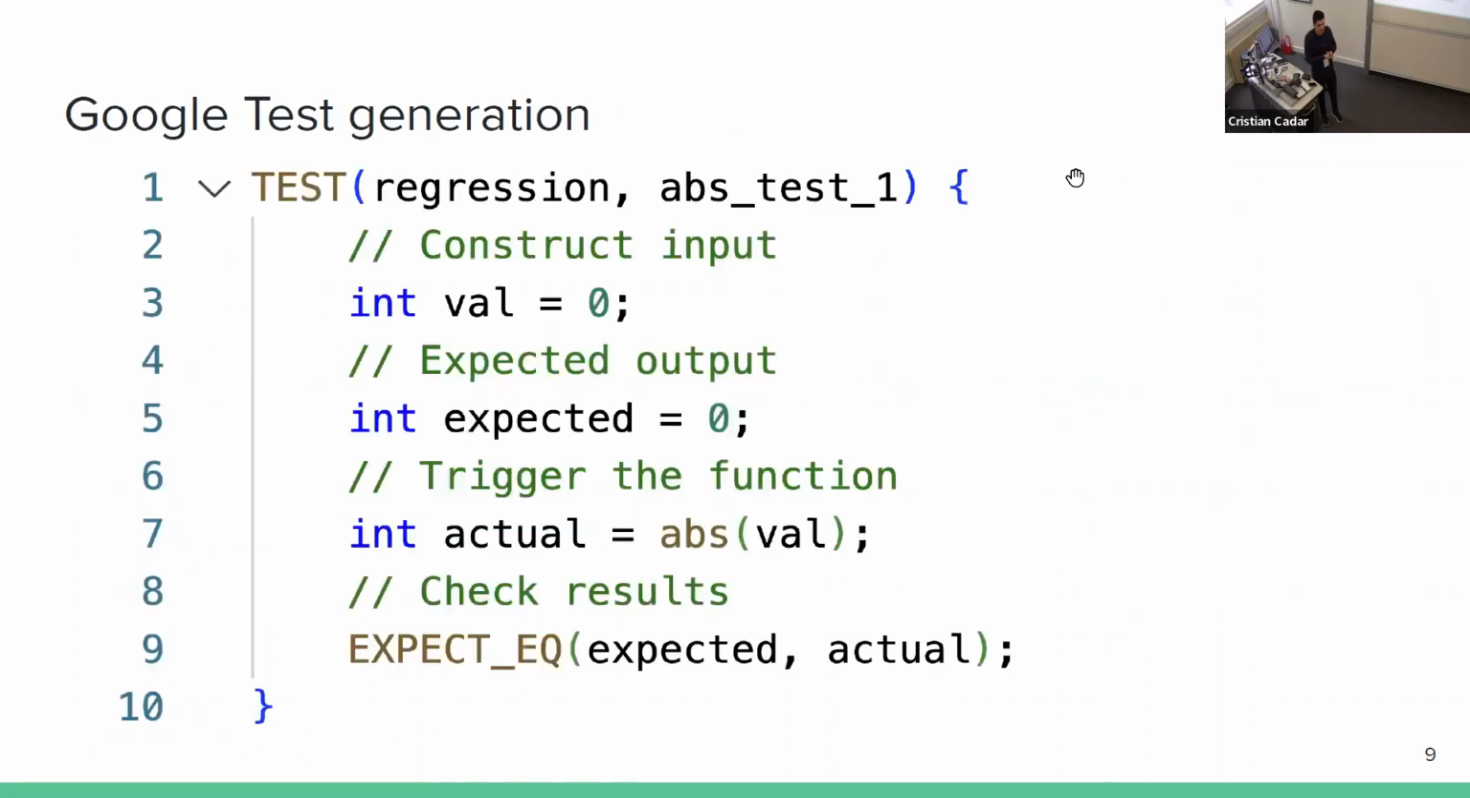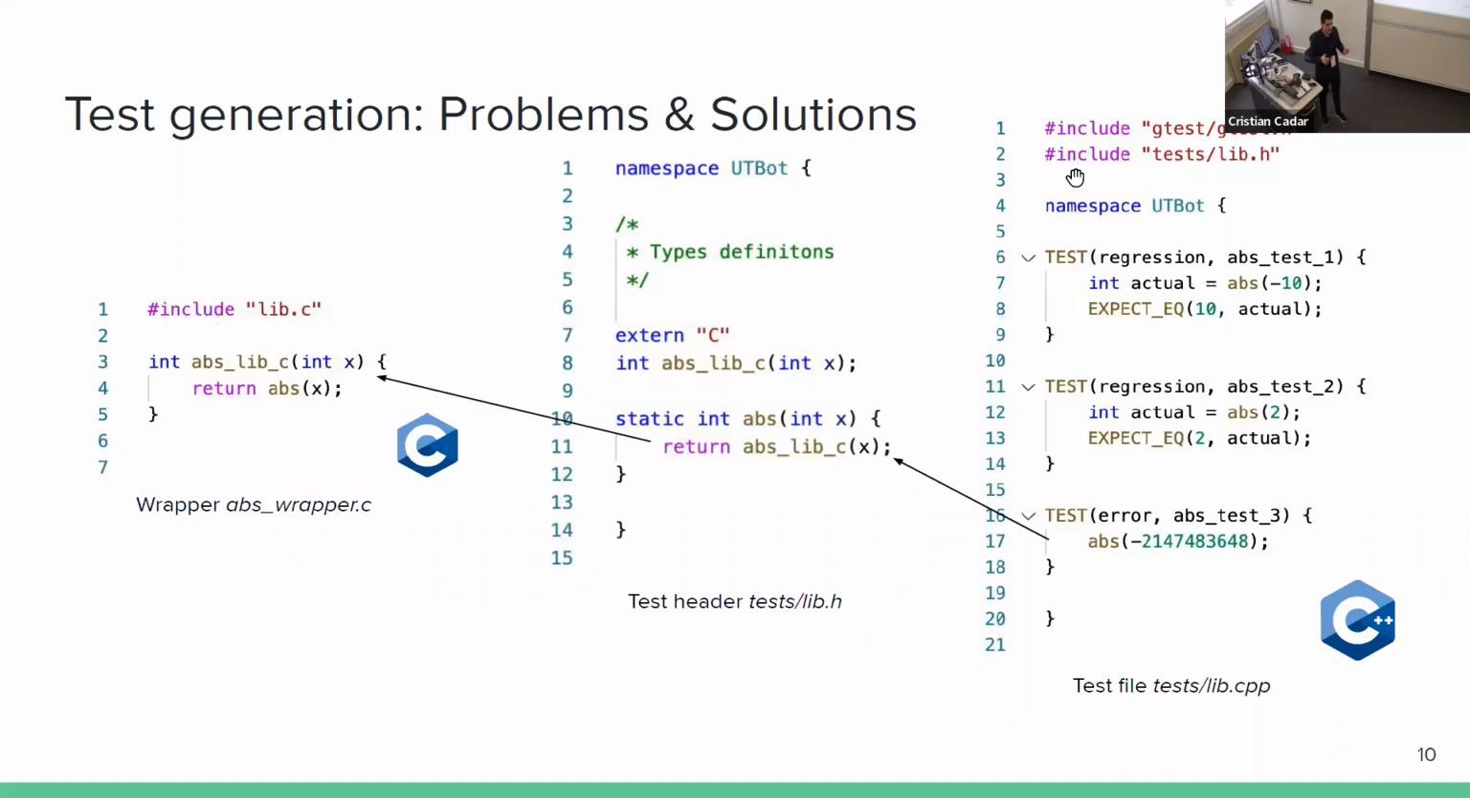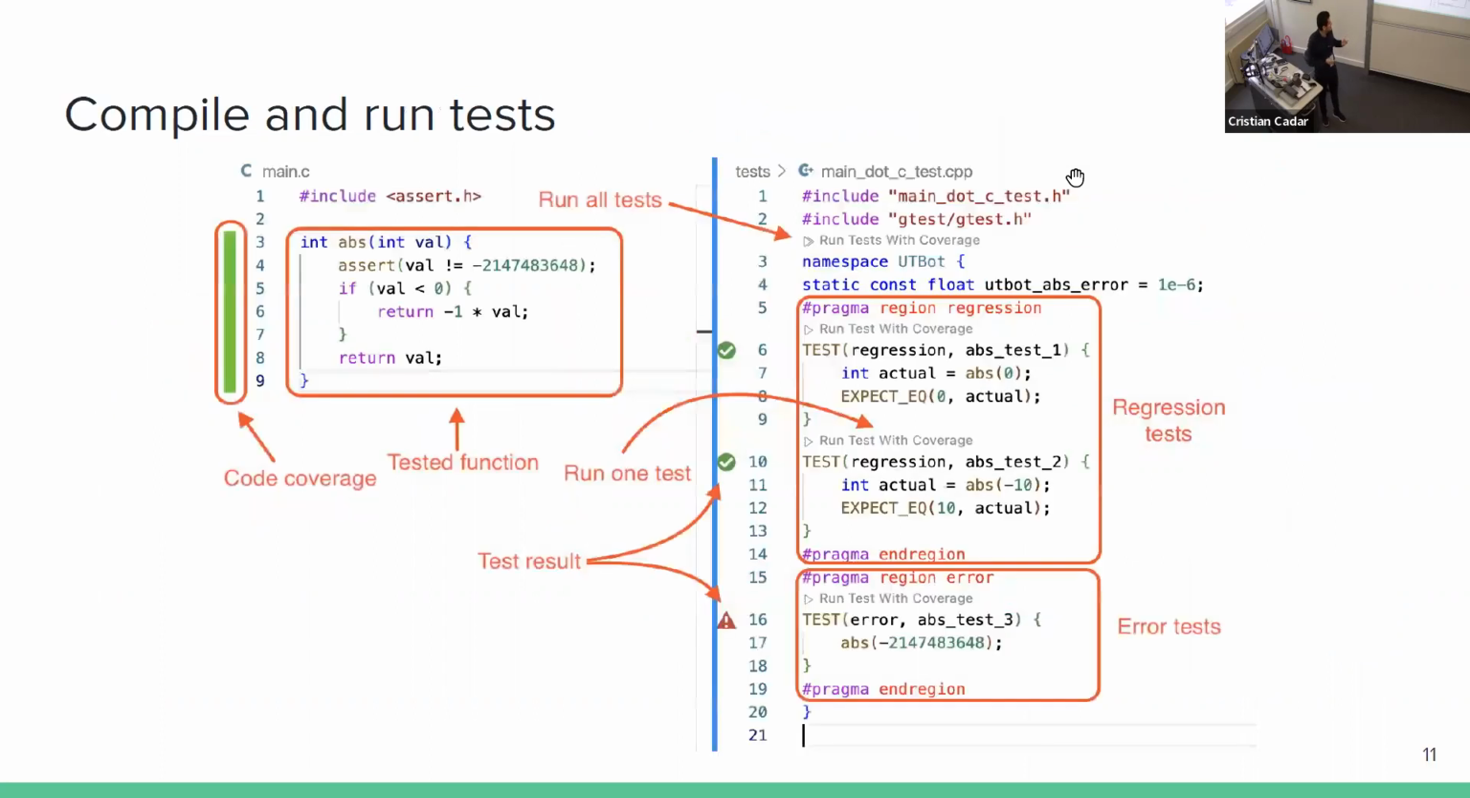So after the KLEE run phase, we construct the Google test format from the KLEE output, and it's human readable, and you can directly run it if you use VS Code right there. Actually, there are a lot of difficulties when you need to process the test generation stage. I unfortunately won't be able to cover them right now, but as I said, I'll be happy to talk about them near the poster. And finally, using UTBot, you can run your tests and see the coverage, how many lines the generated tests covered, and you can see whether they fail or not.